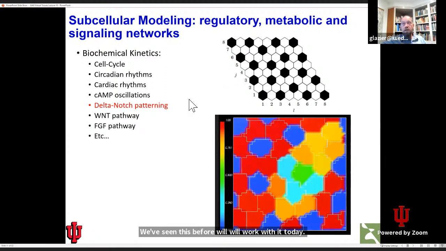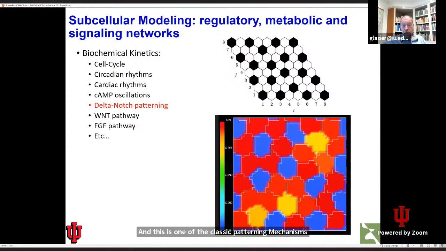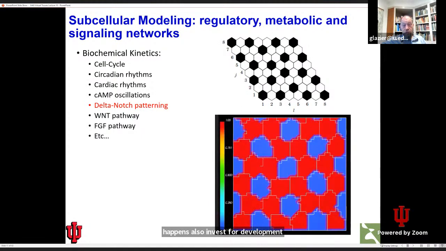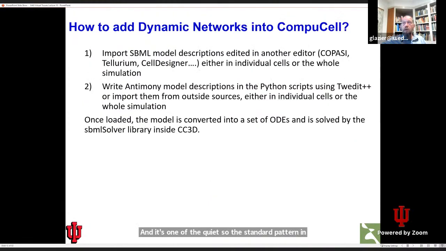And this is one of the classic patterning mechanisms that you have in early developmental biology, and it happens also in vascular development. And it's one of the standard patterning mechanisms of early development. We talked a little bit about how to implement these dynamic networks.